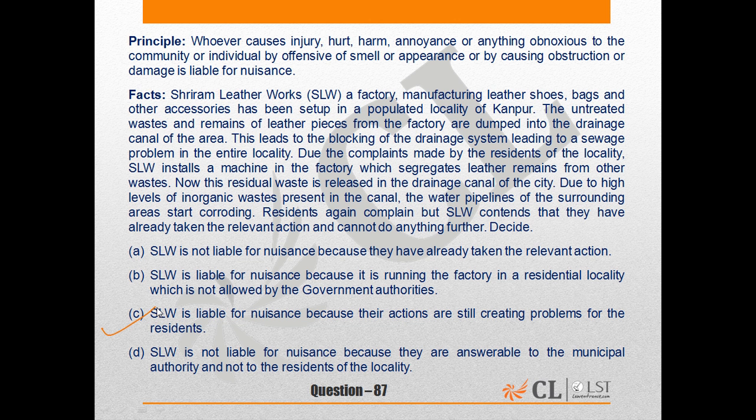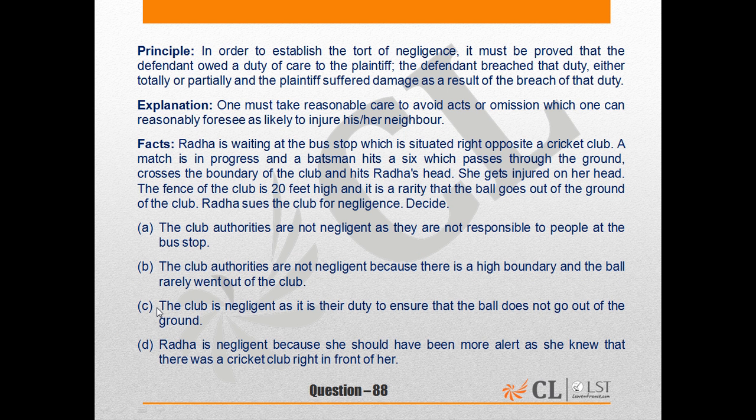Now coming down to question number 88. This is a question of torts. The first principle is the principle of negligence. The second, the explanation says that one must take reasonable care to avoid acts or omissions which one can reasonably foresee as likely to injure his or her neighbor.